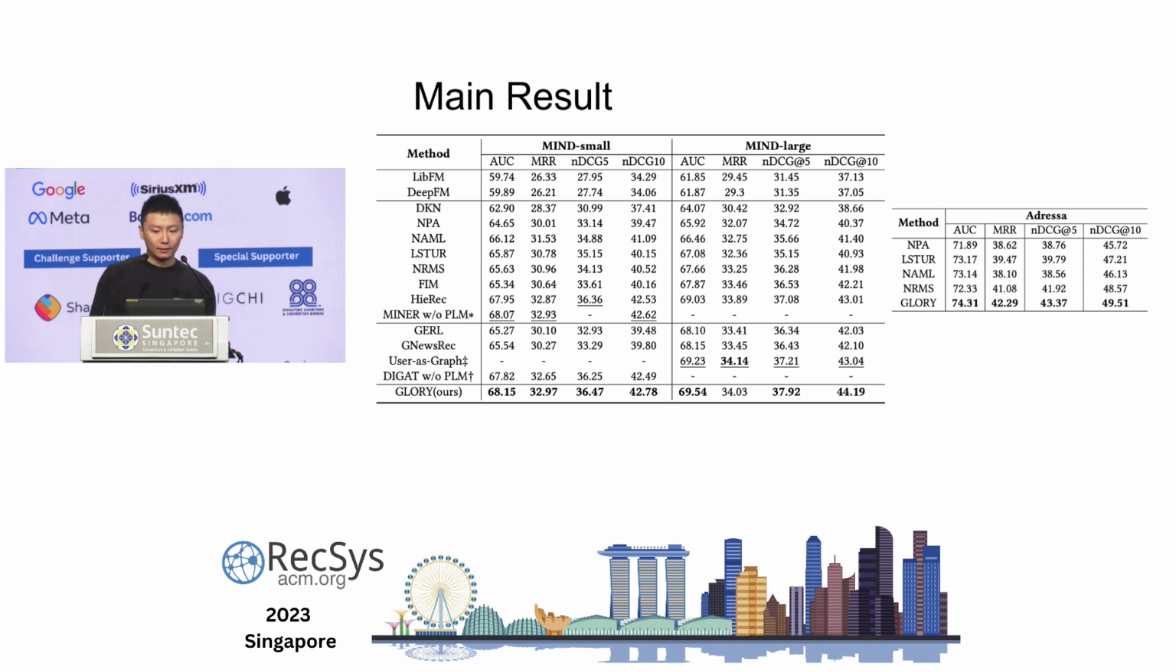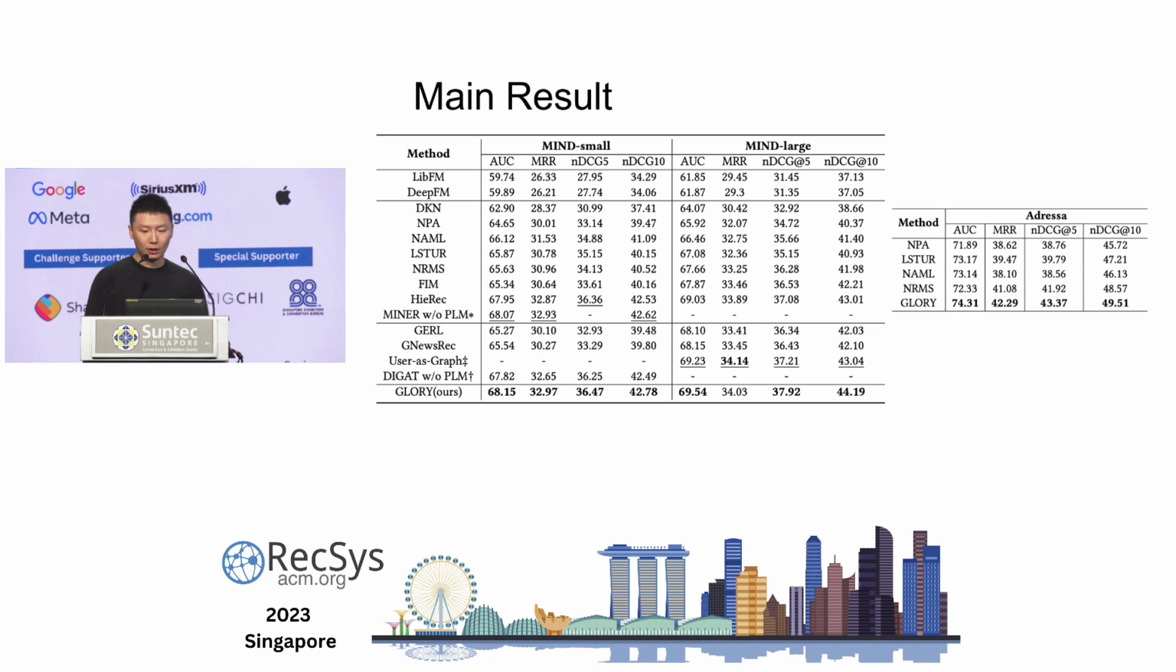Here we present performance tables of Glory compared to some baseline models on the datasets above. We use 4 evaluation metrics: AUC, MRR, NDCG5, and NDCG10. And we compare Glory with 3 groups of methods.